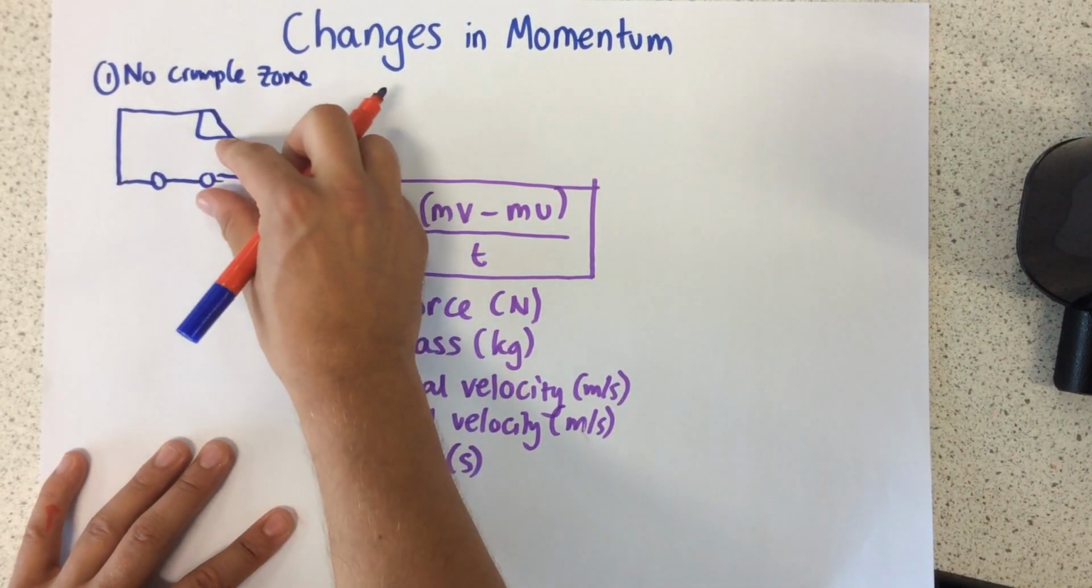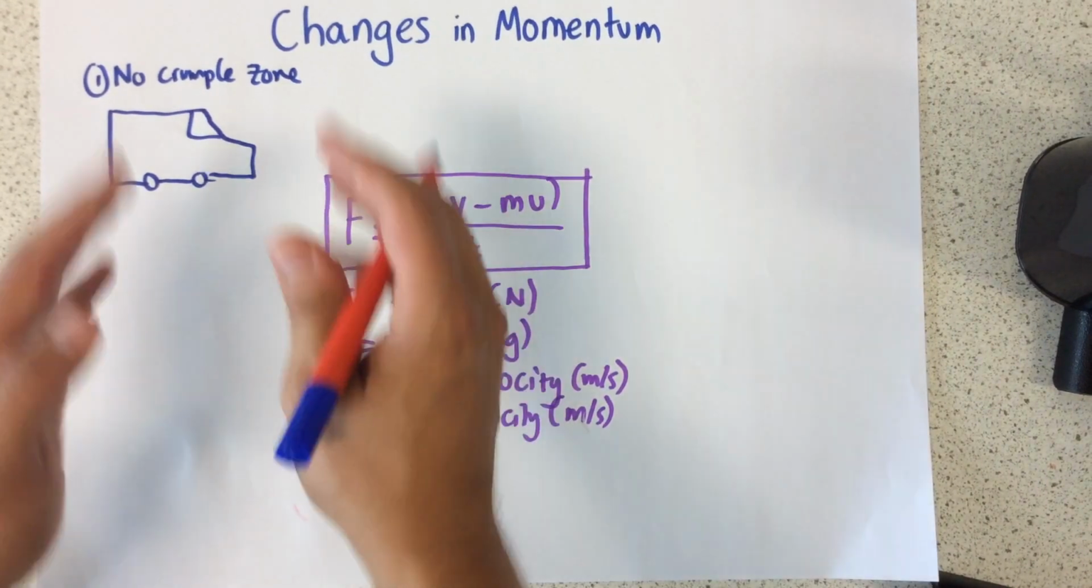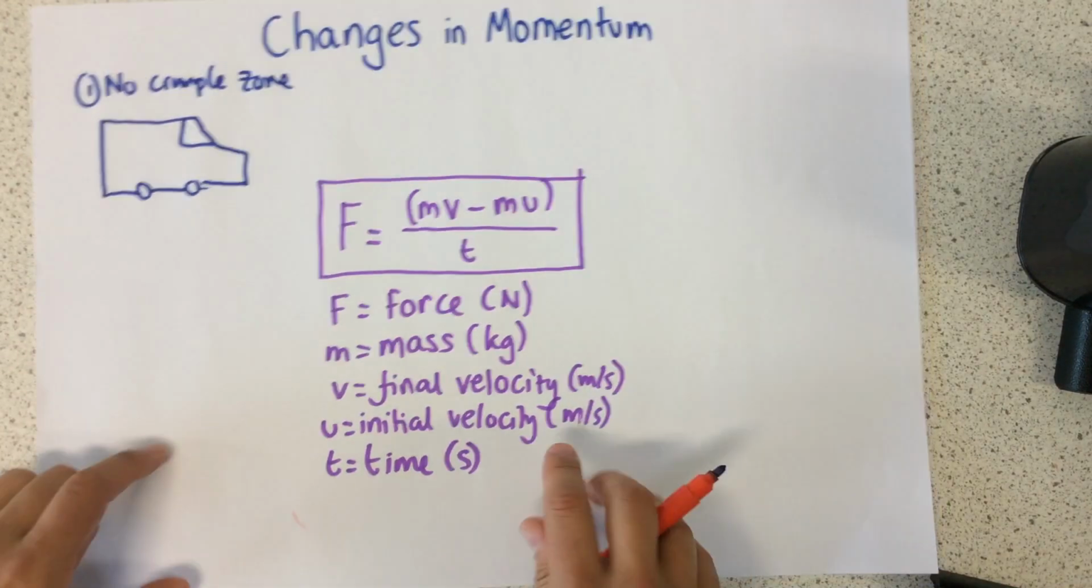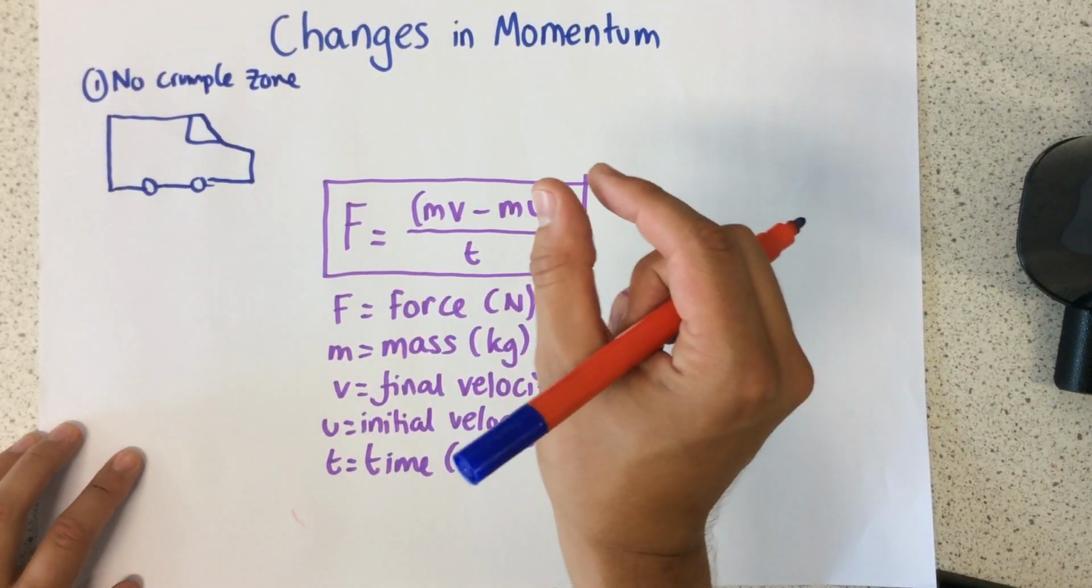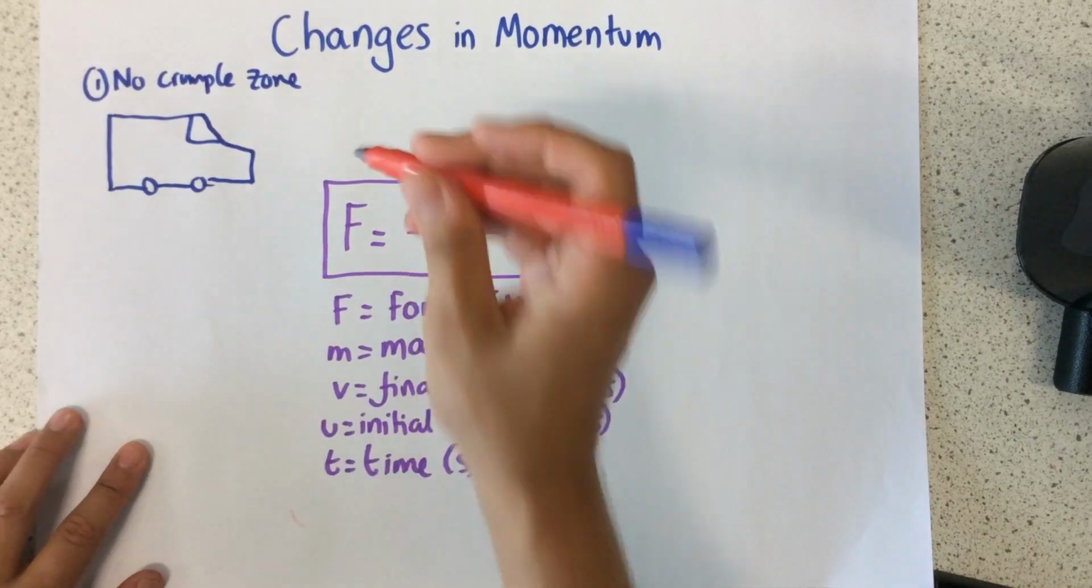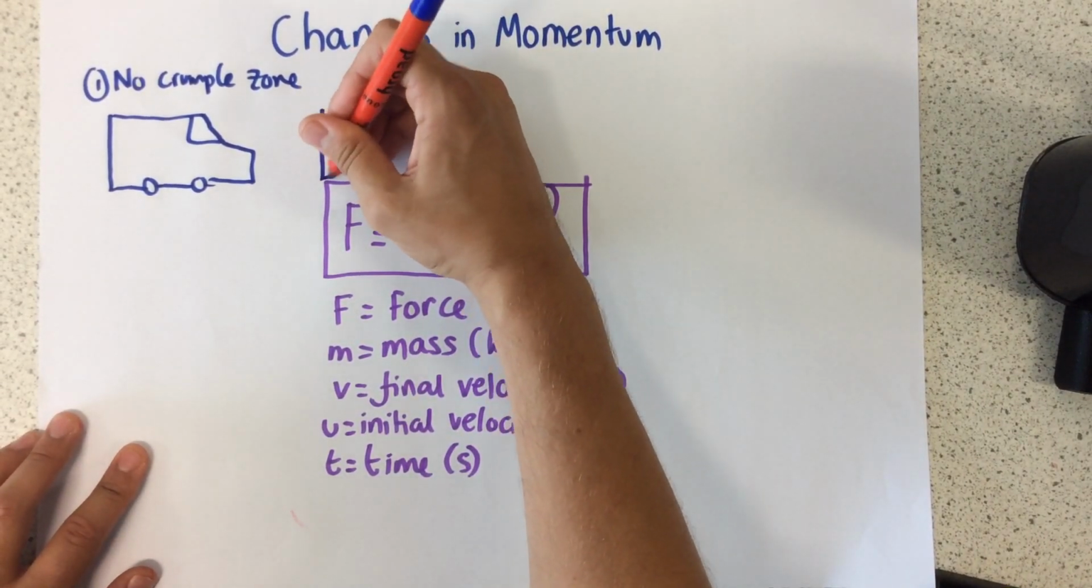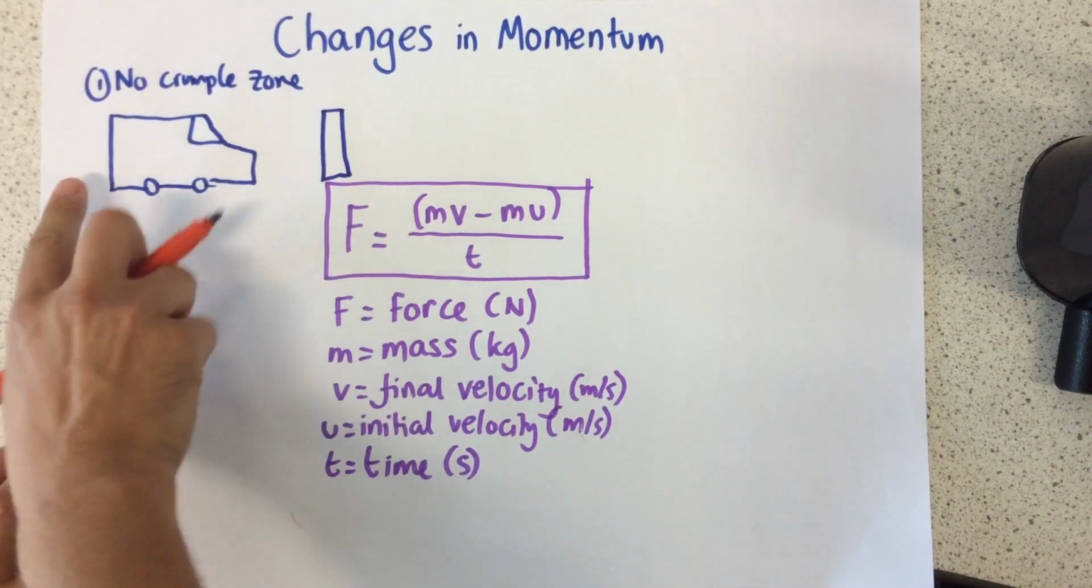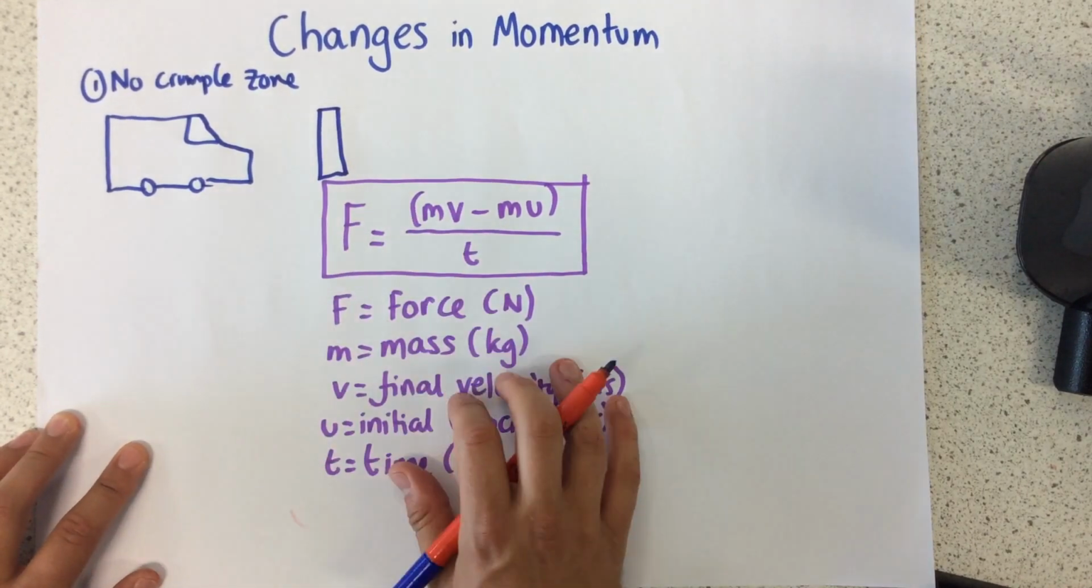Now, a crumple zone is a part of a vehicle which is specially designed in order to crumple upon impact in order to make the crash last for a slightly longer duration. And we'll see why that's important in a minute. So let's imagine this van has gone out of control and it's going to smash into that wall there.